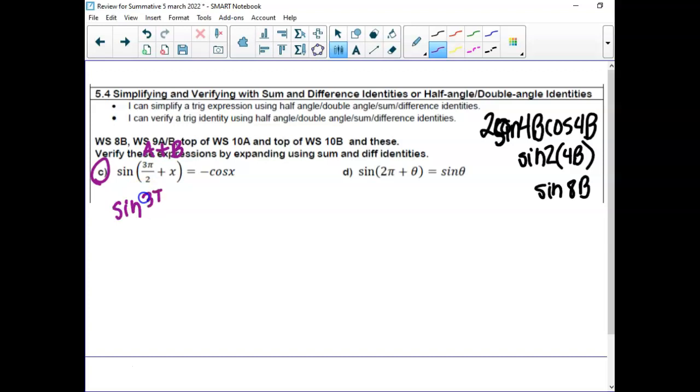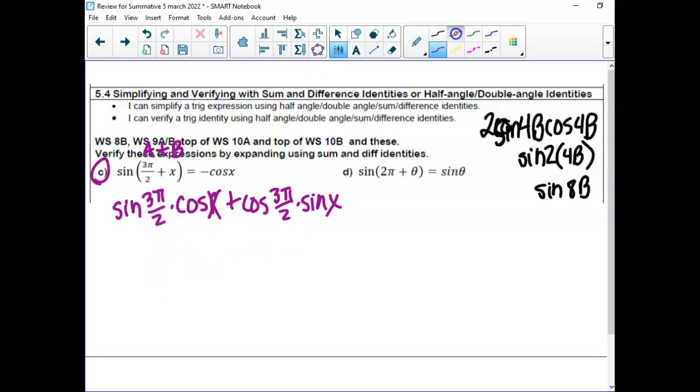Times cosine of b plus cosine of a times sine of b. Okay, I put in the 3 pi over 2 for the a's and the x for the b's, as she read that, yes? So this is the expand step. And then there is the substitute step.